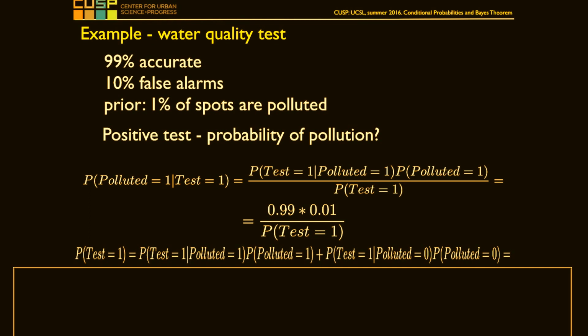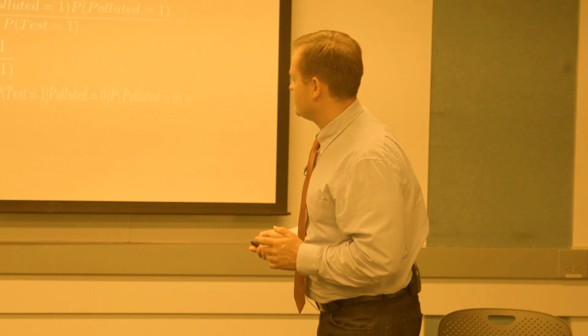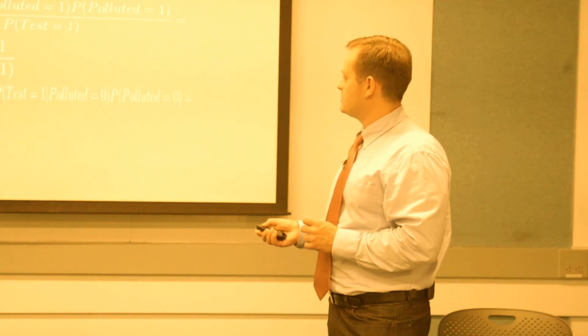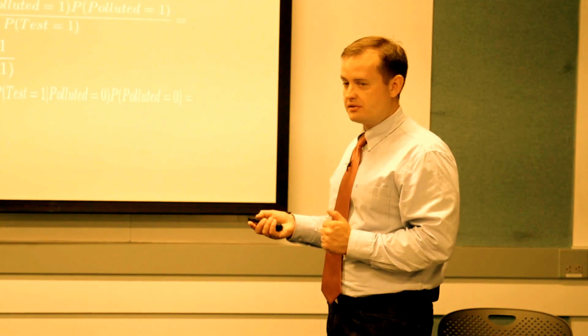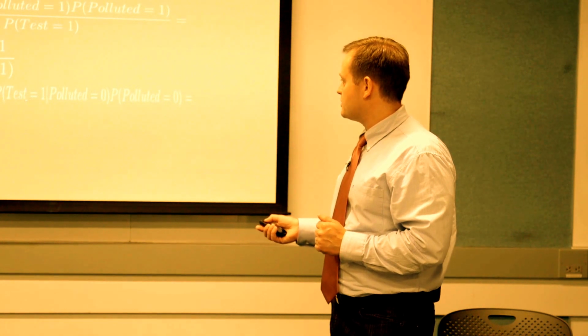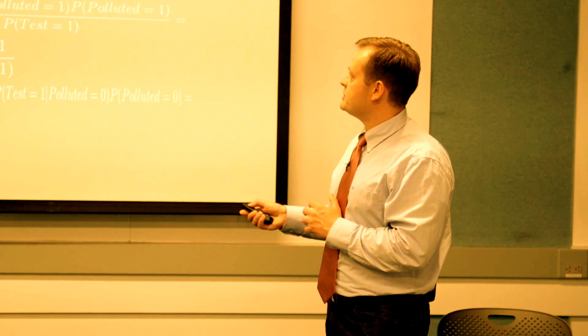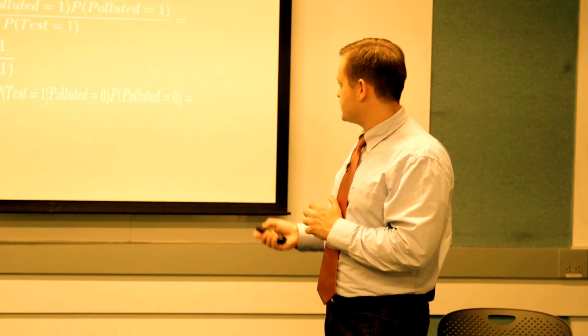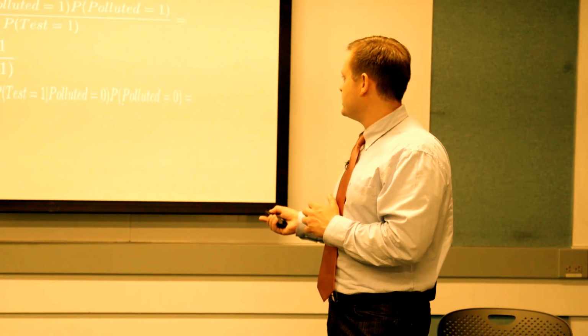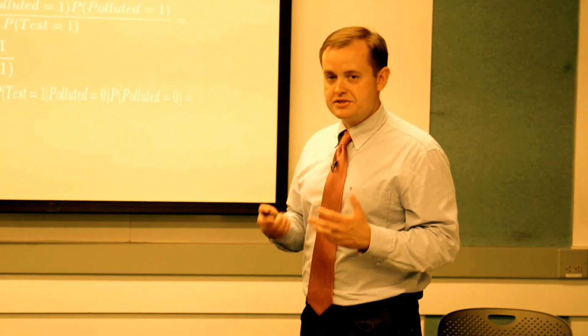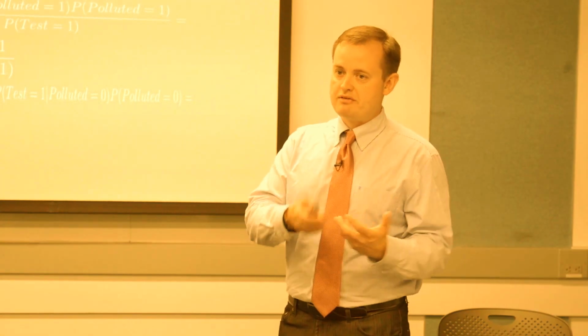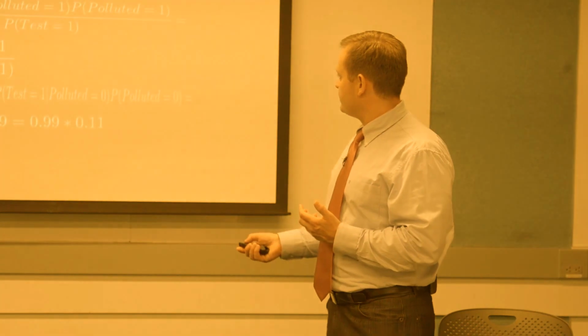And now here, we know pretty much everything. We know this because this is our accuracy. This is 99%. The spot is polluted. It's 1%. We know this. What is the probability of having positive test if spot is not polluted? That's the probability of false alarm, 10%. And we know this. Probability of having the spot not polluted is 99% because it's 1% to have it polluted. So now, that's what we have.